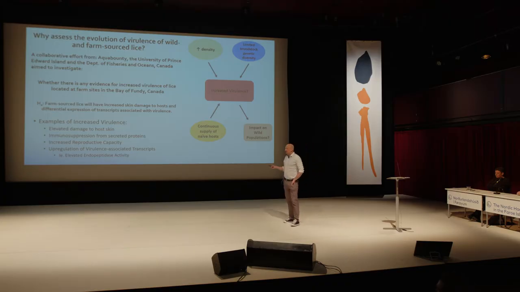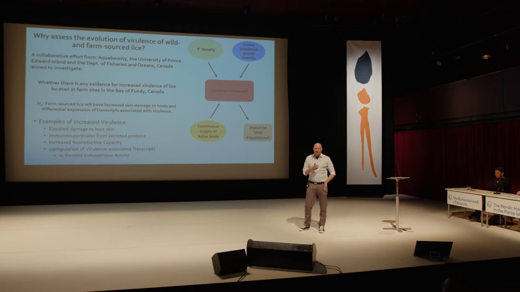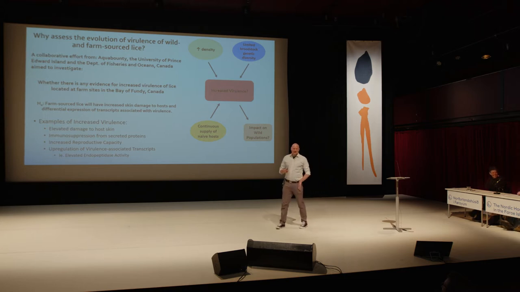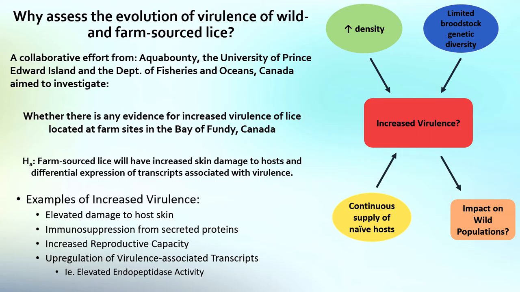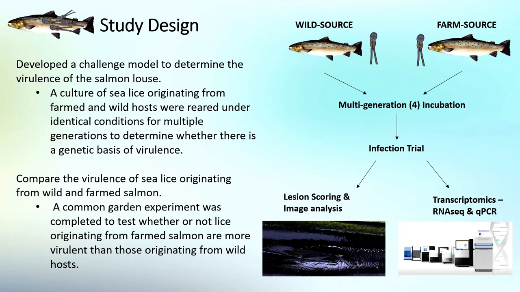Examples of virulence and how we might assess that, as in the Ogovic study, we can look at gross impacts to the skin, which Susie just showed. Greater damage at the attachment site. We heard from Ina and her group about potential things that the lice can secrete and immunomodulate its hosts. These secretory proteins could potentially be virulence factors and enhance the impacts that the louse is having on its host.